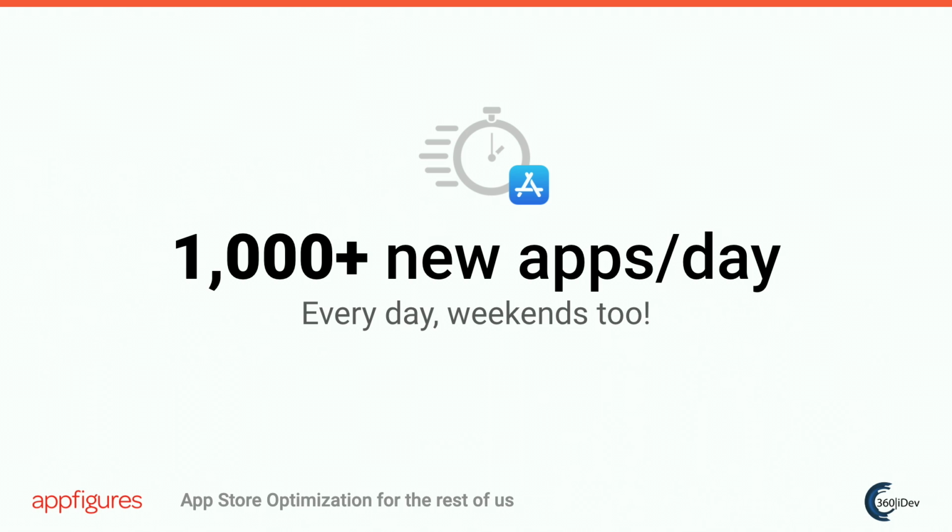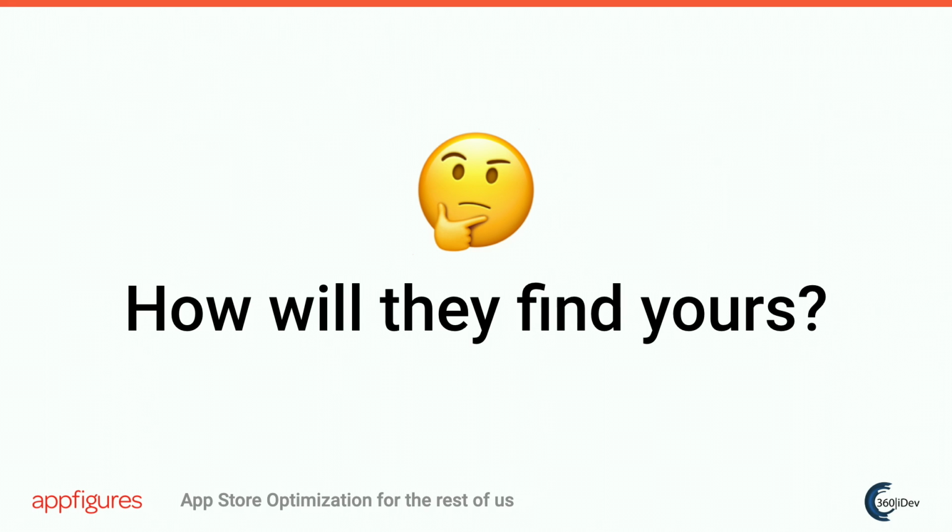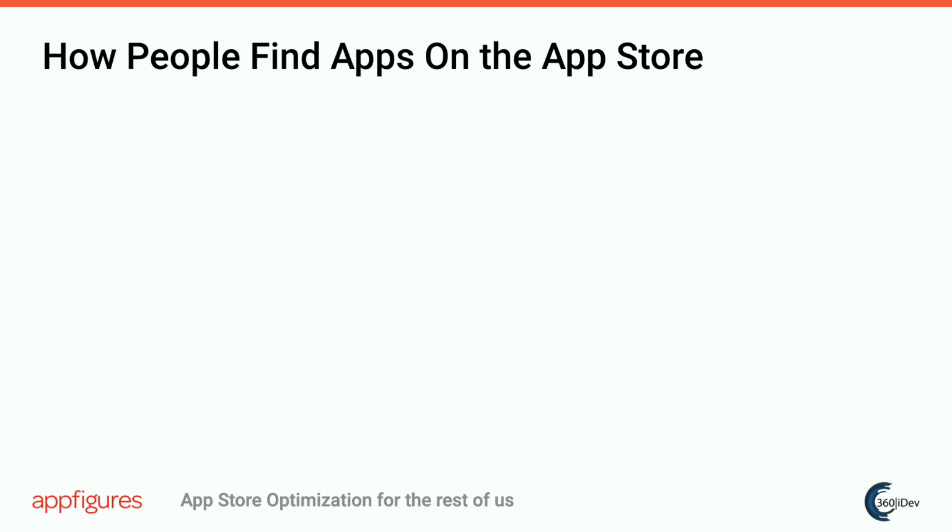So every day there are 1,000 more apps that are competing with yours. They're not necessarily competing with yours on functionality or on features or anything like that, but they're competing with yours on placement, and they're taking attention away from your app. And that's what we're going to be talking about. So your app is in the store, but how are people going to find it? How do people find apps on the App Store?